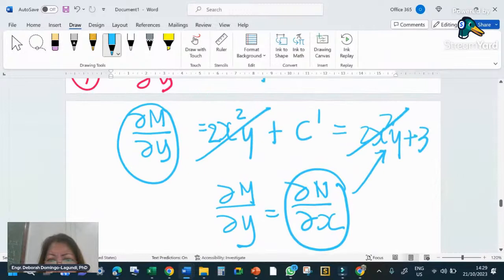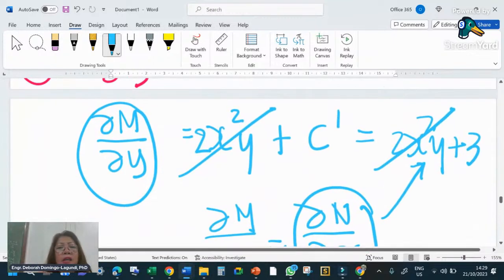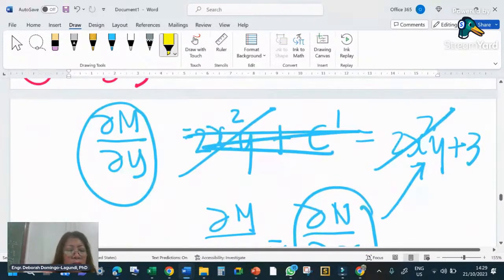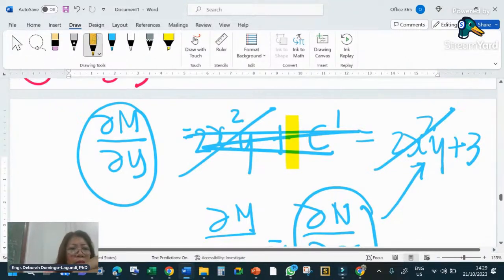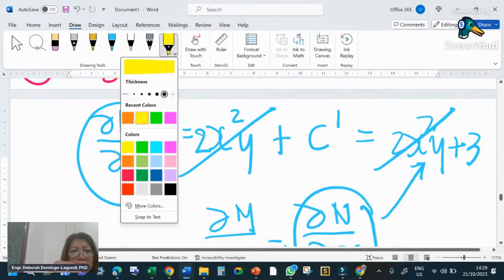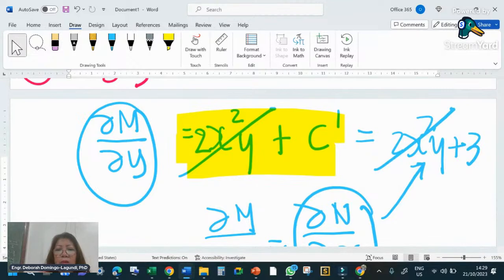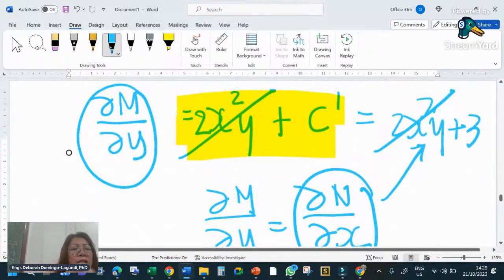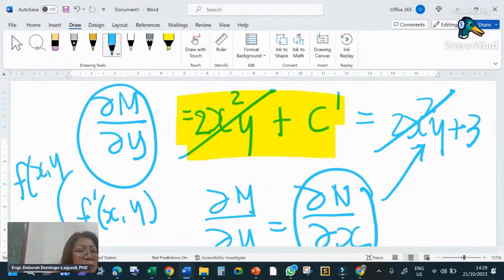Where shall we get that one? C prime is here. Okay, take this part. Sorry for that. Then take that one. Okay. If you integrate a function, for example, the function is f prime xy, if you integrate that, then it becomes f xy.